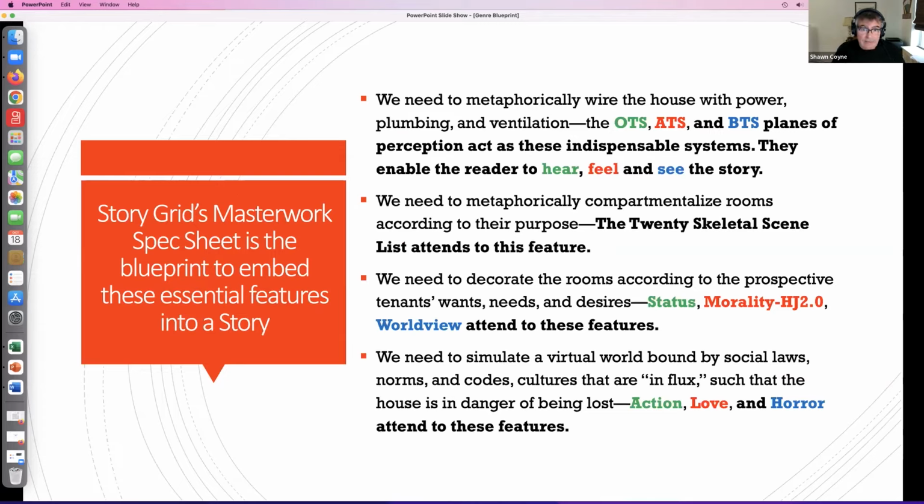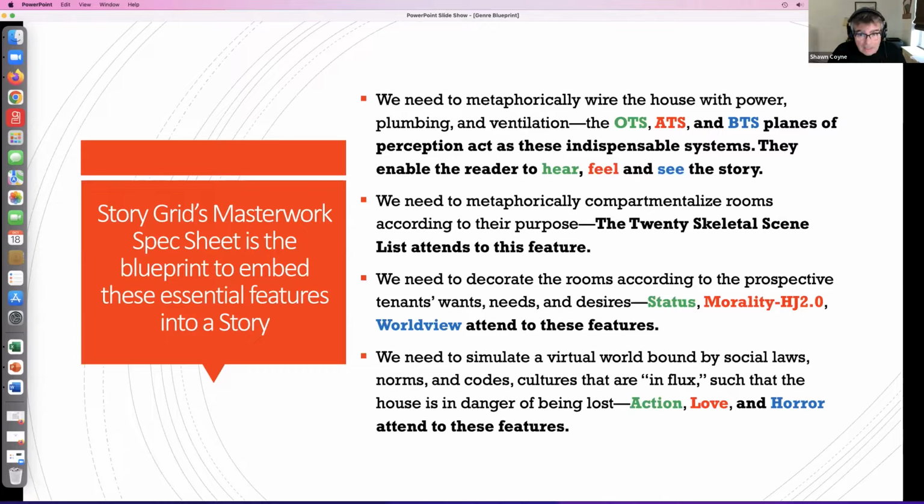So StoryGrid's Masterwork Spec Sheet is the blueprint to embed these essential features in a story. What I'm now doing is taking those essential features for how to build a building, and showing you how we manage that at StoryGrid to build story buildings. So we need to wire the house with power, plumbing, and ventilation. I've got 3 planes of perception that I built out in the Trinity seminar, and they're called on the surface, above the surface, and beyond the surface. These are planes of perception that we all have. I got it from cognitive science and information theory and thermodynamics and a whole bunch of other stuff.